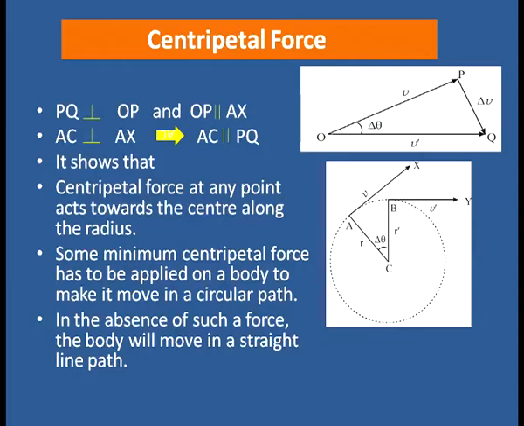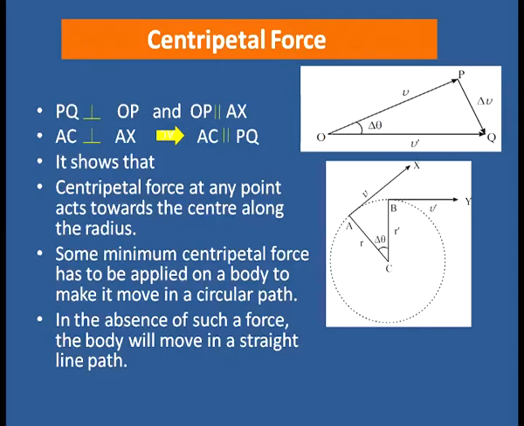So, when these two angles become 90 degrees, we can write PQ is perpendicular to OP, and as OP is parallel to AX and AC is perpendicular to AX, that is why we can write AC is parallel to PQ. So, from this we can find out that centripetal force at any point acts towards the center along the radius. Some minimum centripetal force has to be applied on a body to make it move in a circular path, otherwise a particle cannot move in a circular path.